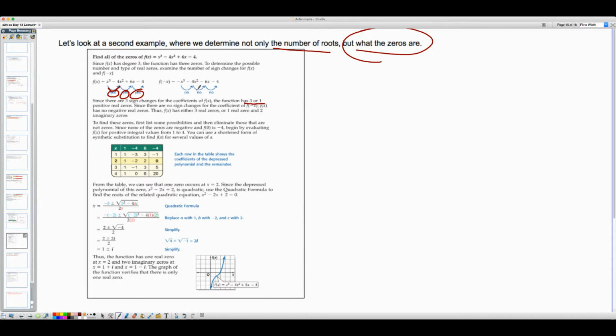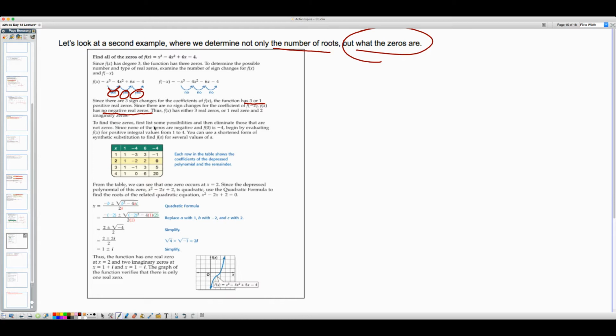Going from negative to negative to negative, if I plug in a negative value of x, I would have a negative x cubed, then a minus, and this is going to be the same sign. It's going to be negative. Minus, this would be a, let's see, what are we doing here? When you substitute in a negative value here, it says here, since there are no sign changes, that has no negative real roots. So f of x either has 3 real roots or 1 real root and 2 imaginary roots.